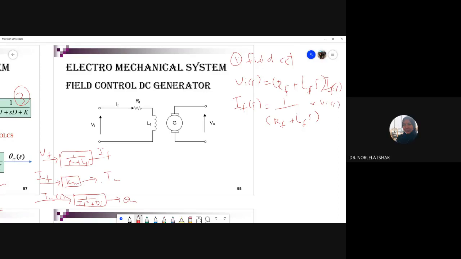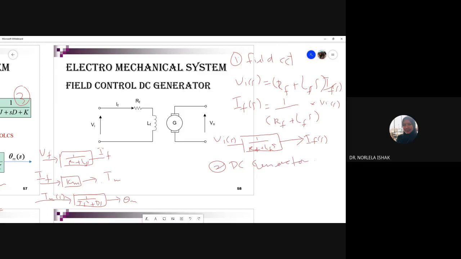Okay, from here you directly sketch your block diagram. Meaning, what is your input? It is VF(s), then one block, 1 over R_F plus L_F s, and the output is the current I_F(s). Right? Okay, this is our subsystem number 1. Okay, number 2, DC generator.